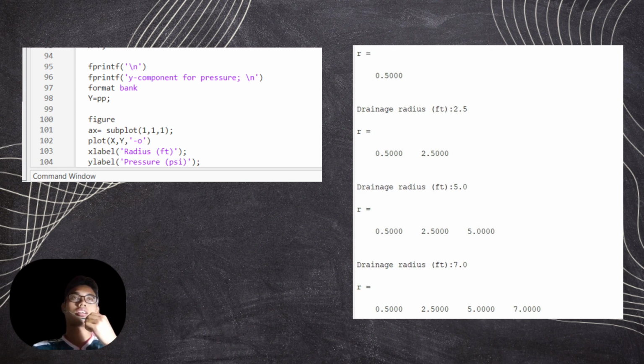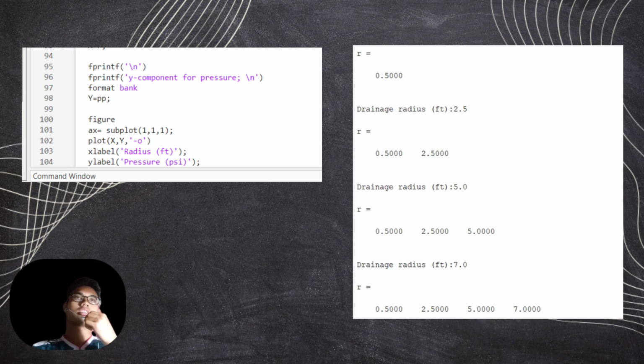Next, lines 100 until 104 are for plotting our data. Line 101 is used to decide the size of the graph. Line 102 plots the x and y points with a solid line and circle marker. Lines 103 and 104 label the axes, with the x label as radius in feet and the y label as pressure in psi. Next, I will continue with the MATLAB simulation to show the data input.